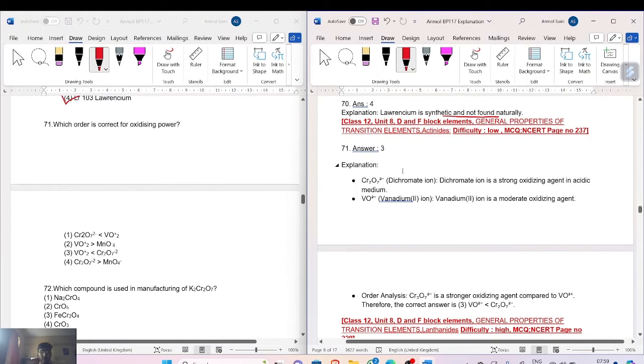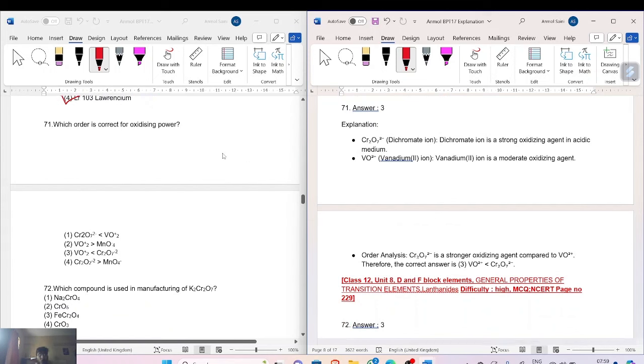So now let's come to question number 71. Question number 71: which order is correct for oxidizing power?